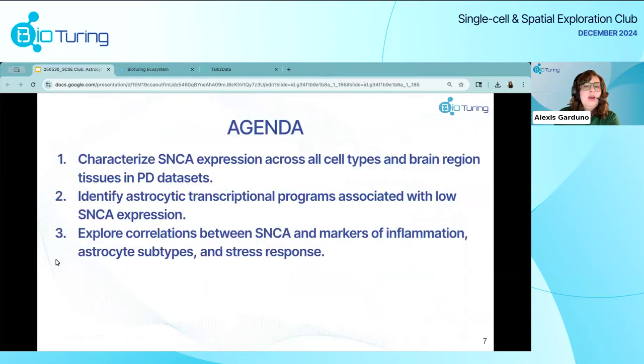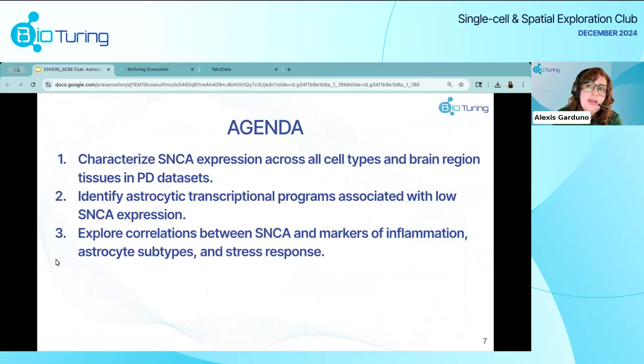So the agenda for this session will focus on three different areas. One, which is how can we characterize SNCA expression across all cell types and all brain region tissues in Parkinson's disease datasets.